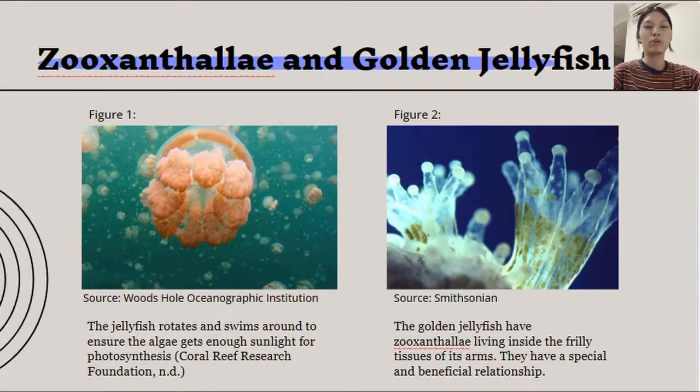When jellyfish move or migrate across the ocean, they rotate around to ensure the algae obtain enough sunlight for photosynthesis. And then in return, the algae give the jellyfish some energy and nutrients they got from photosynthesis. Nutrients that zooxanthellae provide to their jellyfish hosts include sugars, glycerol, and amino acids. The jellyfish give zooxanthellae back carbon dioxide, phosphates, and nitrogen compounds. It's very interesting how two different organisms that live together can actually benefit each other for survival, right?